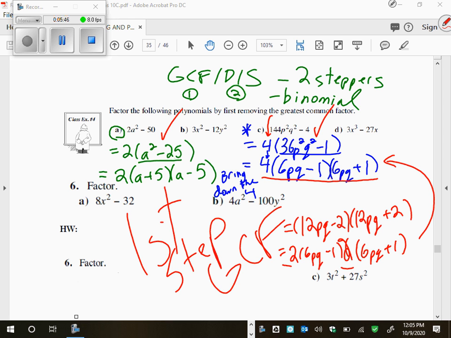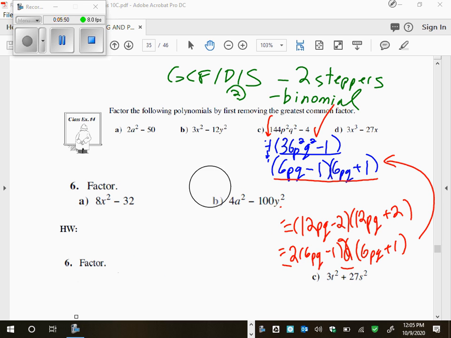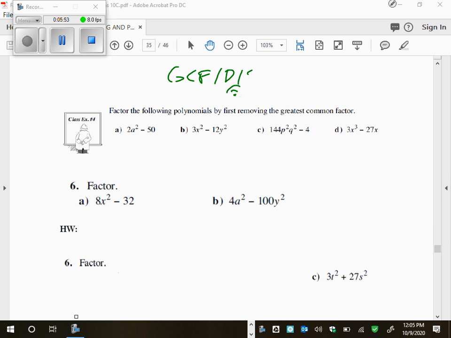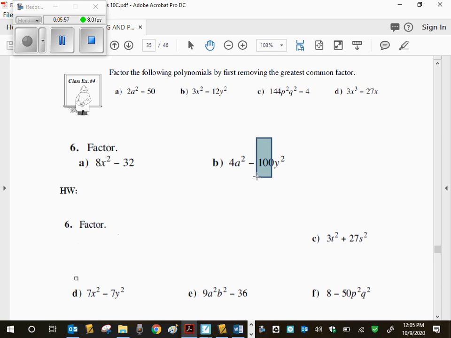And D is a little trickier, but you know for GCFs that sometimes you have to take out numbers and letters, so that's what we have to do in D. In fact, in D, I'm going to start for you, and you're going to do the rest for me.